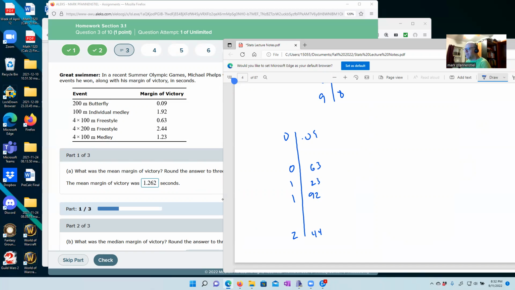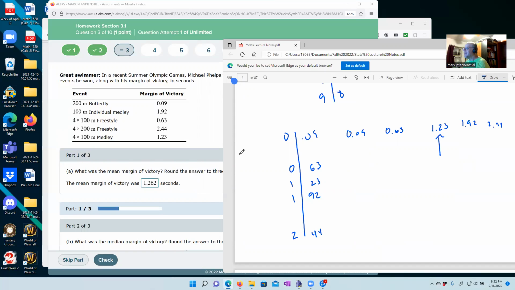So if I was going to put these in order, which is what we have to do to find a median: 1, 2, 3, 4, 5. So we have 0.09, 0.63, 1.23, 1.92, and 2.44. I've had a number of nursing students over the last couple of years who were very upset that I didn't put leading zeros in. So I'm trying to be good about putting my leading zeros in to model that for everybody who needs it.